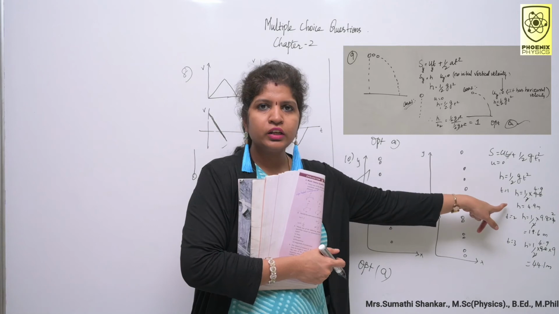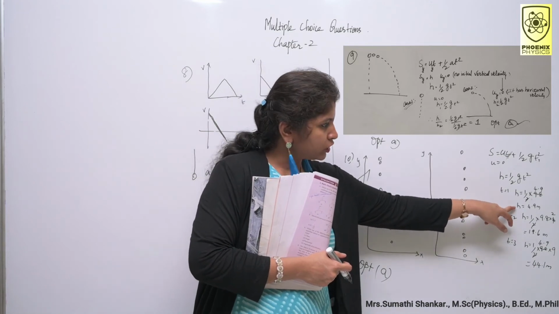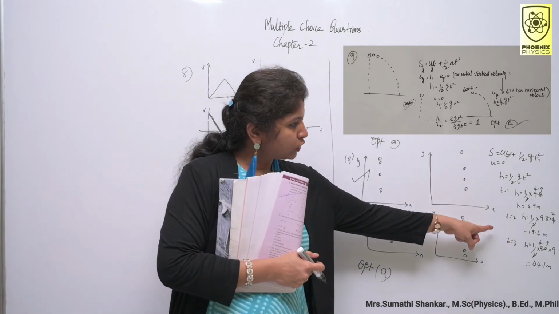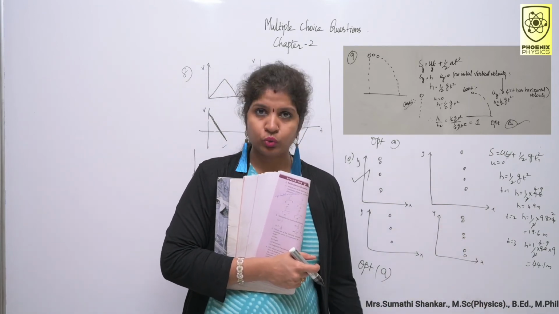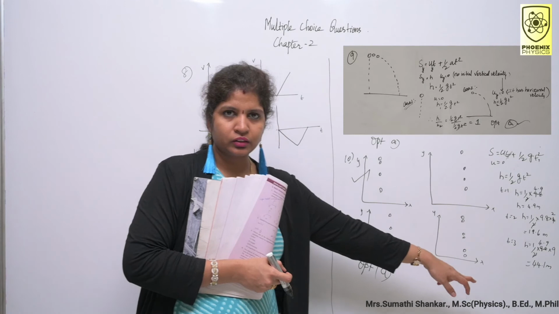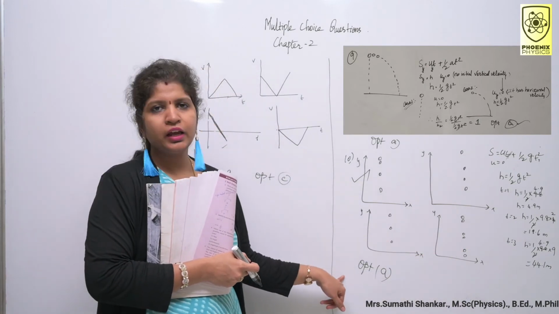If you substitute t is equal to 1, your answer is 4.9. t is equal to 2, 19.6. t is equal to 3, 44.1. The h value is varying like this. So your option A is correct.